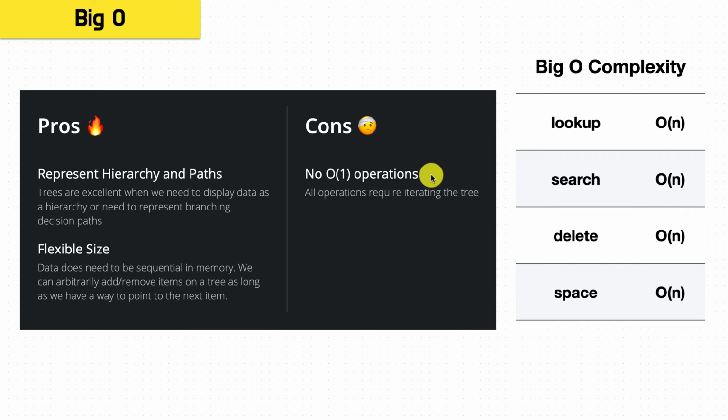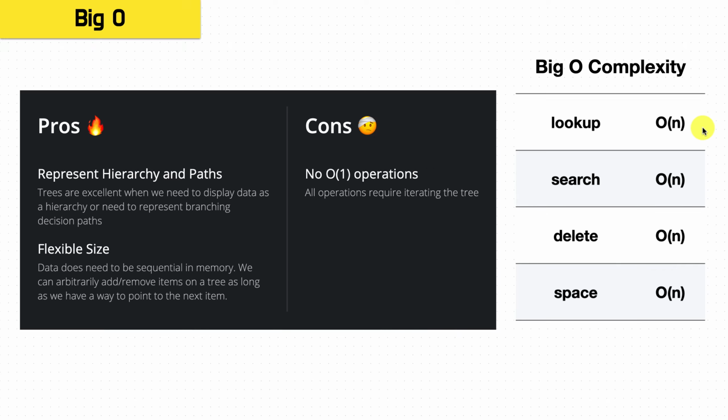The downside to trees is that there's no constant time operations. If we want to add or remove a node, we must iterate through all n items in the worst case to perform that action. So if we want to represent hierarchy or paths, trees are great. However, if we don't have this hierarchy or we need faster operations, we should consider another data structure.